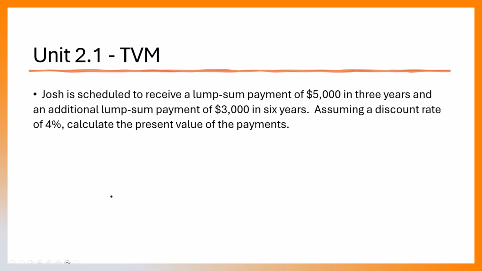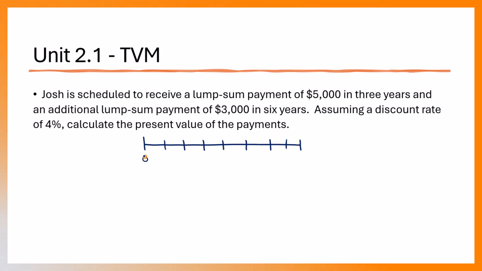Question number 14. Josh is scheduled to receive a lump sum payment of $5,000 in 3 years and an additional lump sum payment of $3,000 in 6 years. Assuming a discount rate of 4%, calculate the present value of these payments. For this one, I'm going to draw the timeline so I can visualize the cash flows. There are more than one cash flow.